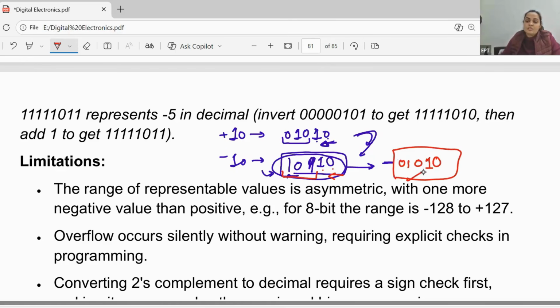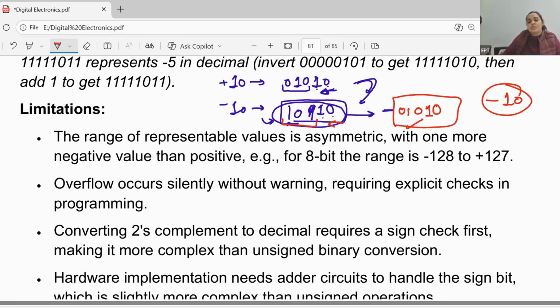Now find the decimal value. So this is plus, this is 10. So the answer will be minus 10. Okay, and this is the range.